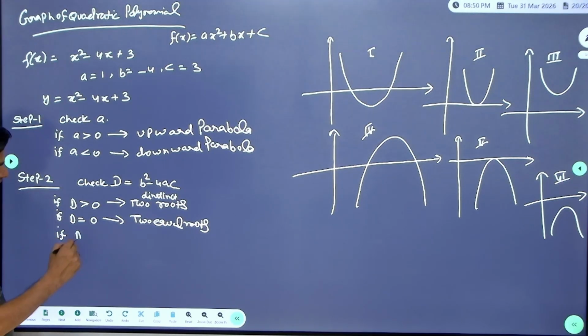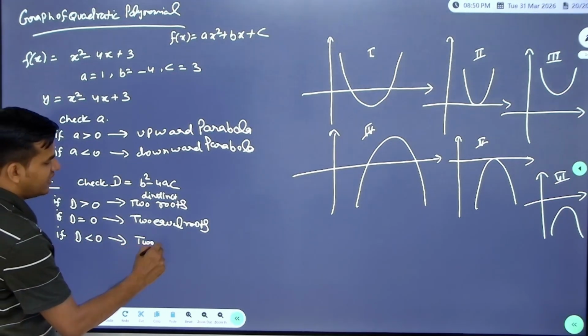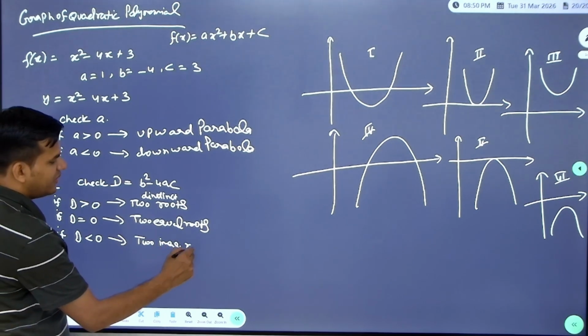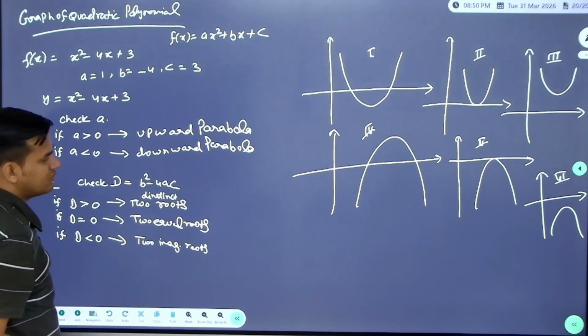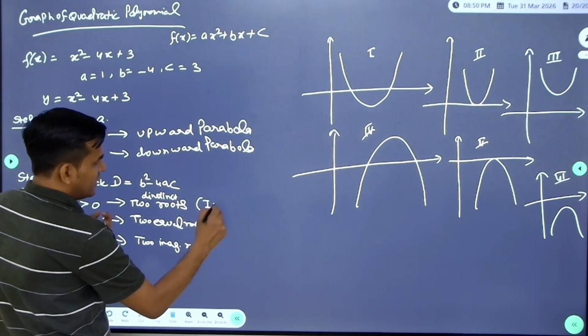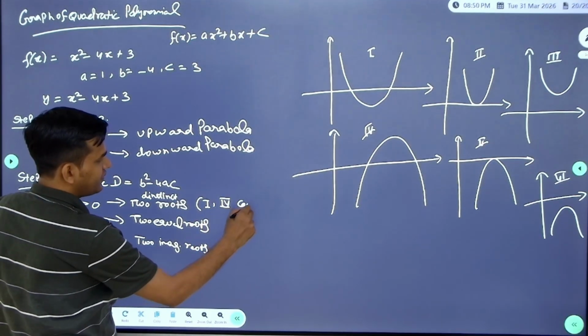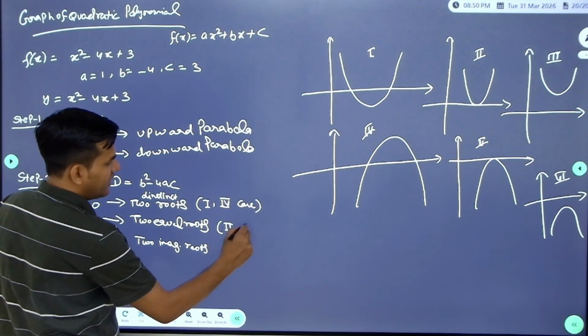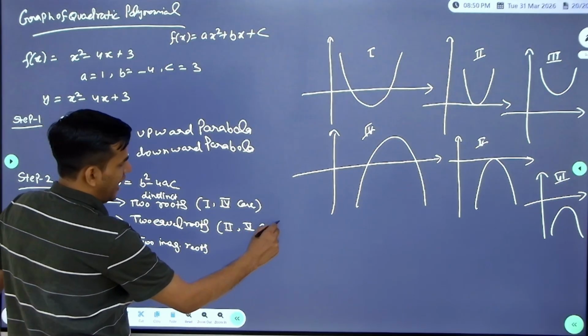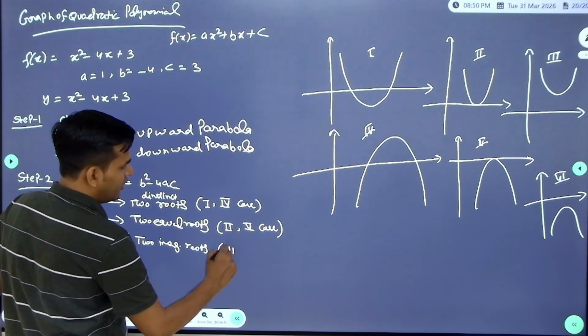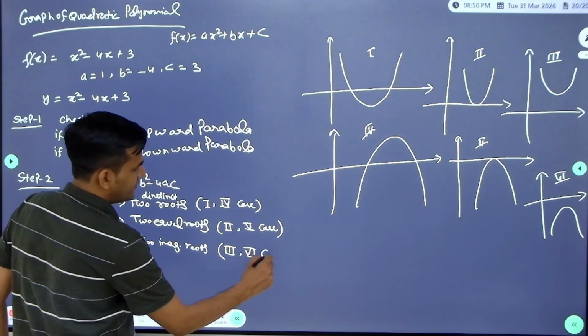If D is less than 0, then there will be two imaginary roots. Imaginary means the last two cases. So this is either first or fourth case, this is second or fifth case, and this is third or sixth case.